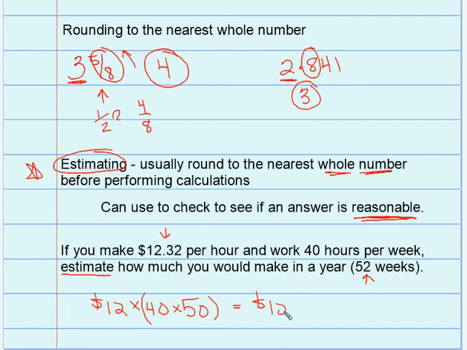So that'll be 12 times, what's 4 times 5? It's 20. And then I have 2 zeros to add. So now 12 times 2, I know that is 24. And then I have 3 zeros to tack on. So you would make $24,000 approximately in a year.